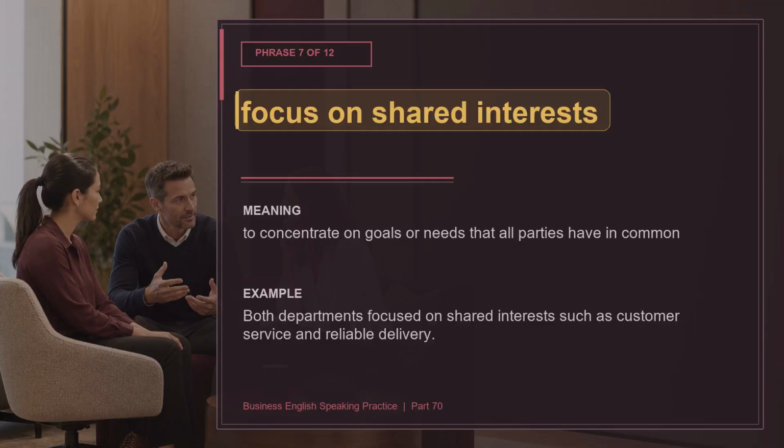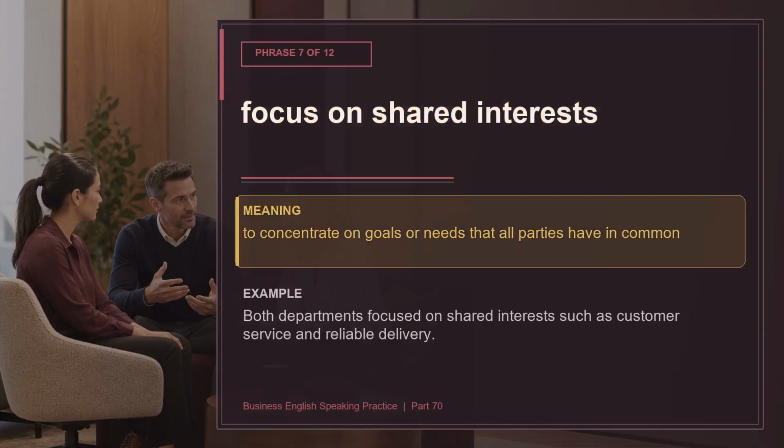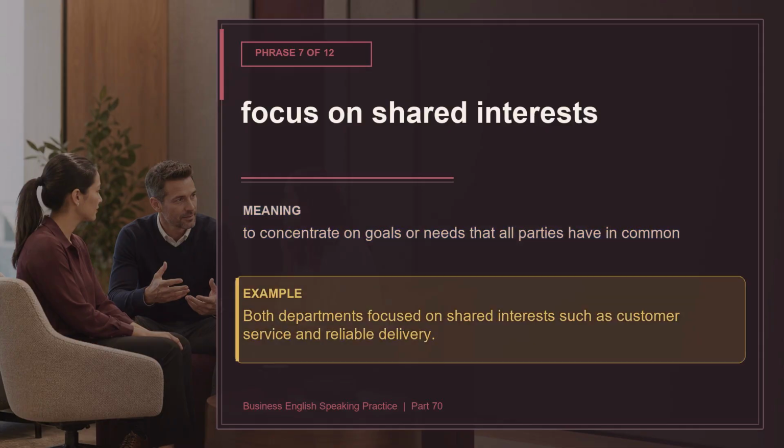Phrase 7. Focus on shared interests. Meaning: to concentrate on goals or needs that all parties have in common. Example: both departments focused on shared interests such as customer service and reliable delivery.